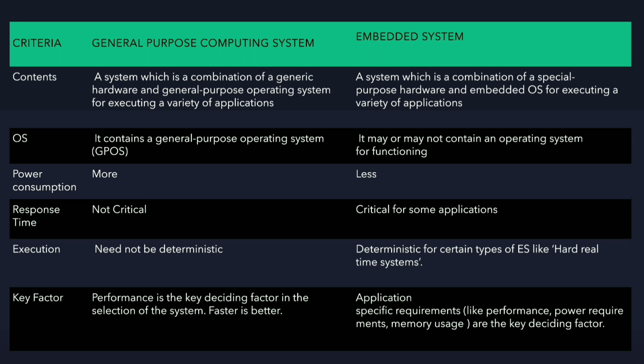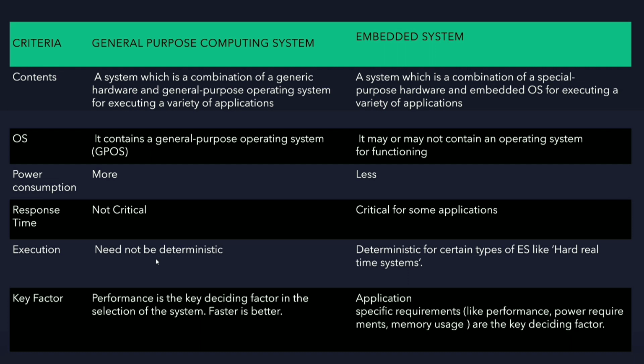According to the response time, the general purpose computing system is not critical, whereas the embedded system is critical for some appliances. On the criteria of execution, the general purpose computing system need not be deterministic, whereas the embedded system has to be deterministic for certain types of ES, like hard real-time systems.